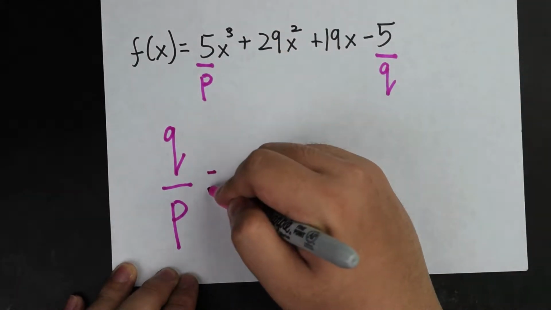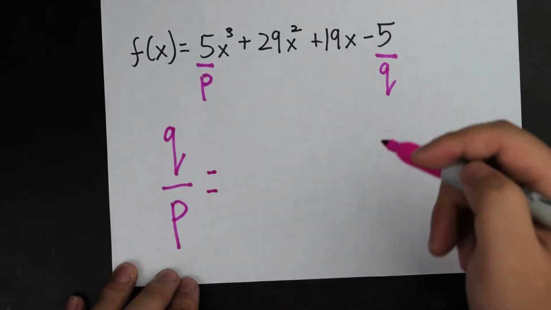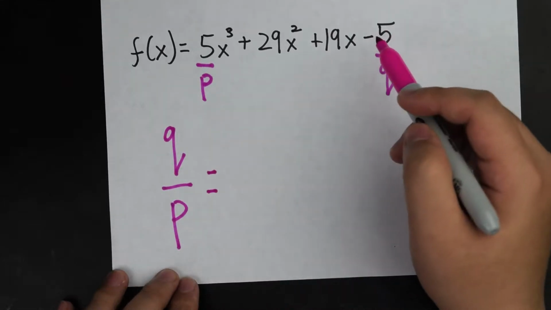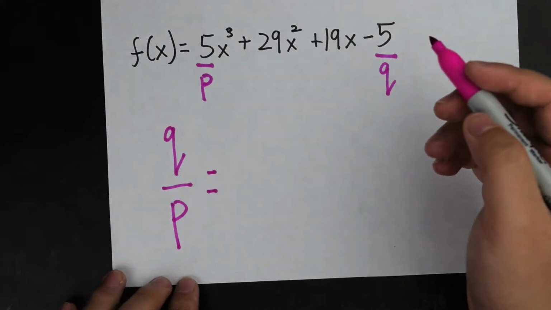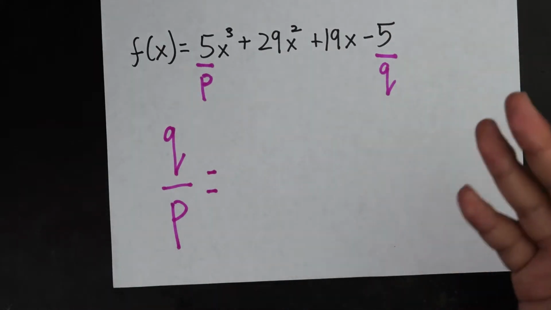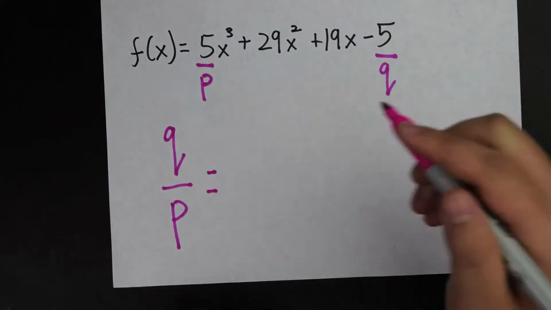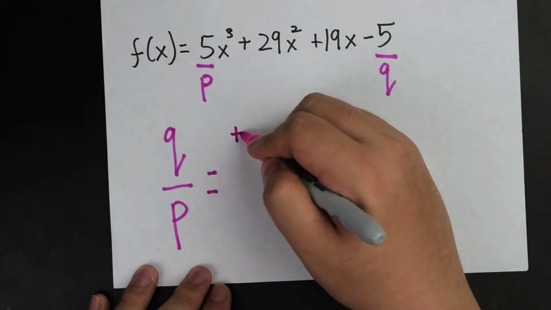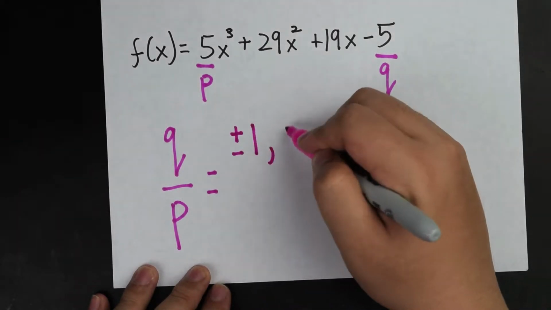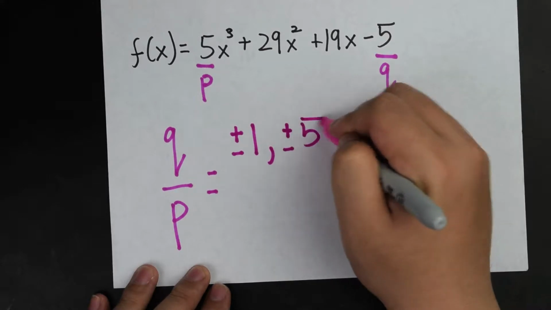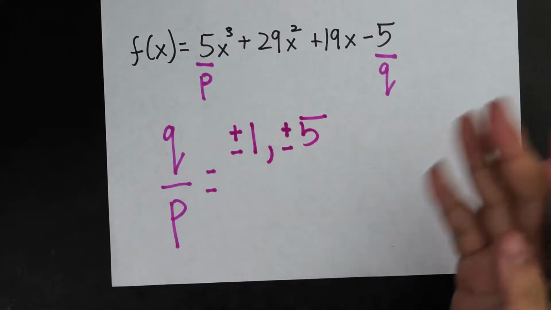I'm going to look for all possible factors of 5, because there's a 5 here and a 5 here. If I think about all the possible factors or terms for 5, I know right off there's going to be plus or minus 1 and plus or minus 5 for Q. Because if I think about it, only 1 times 5 will exist.